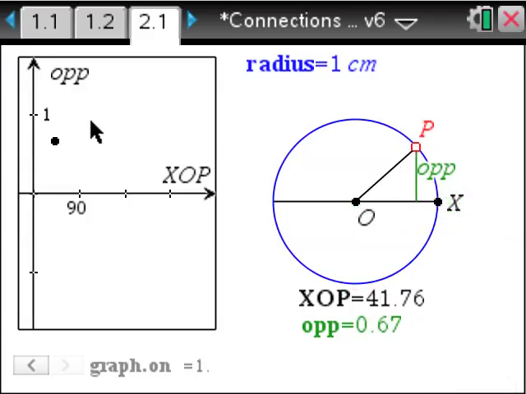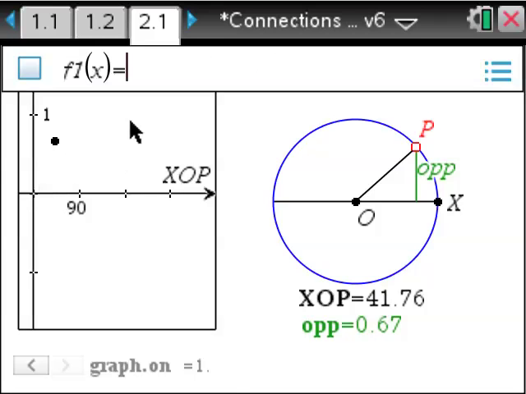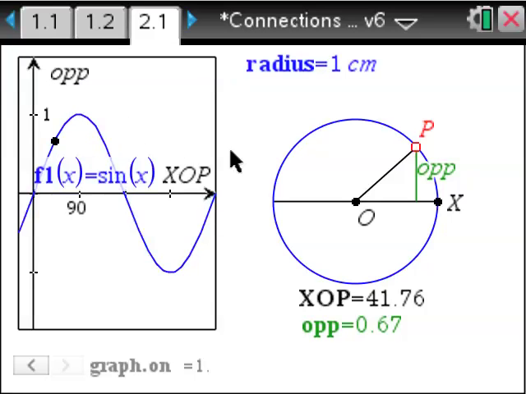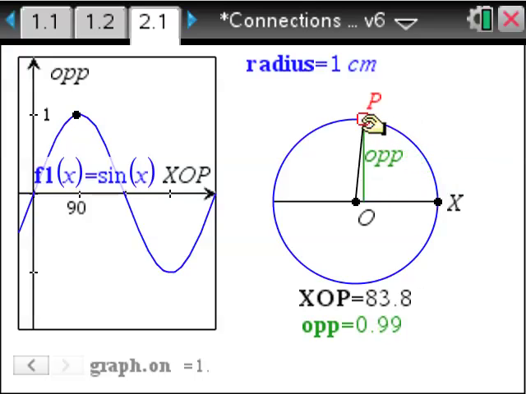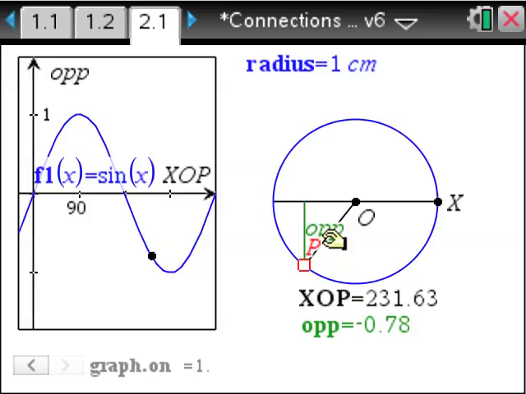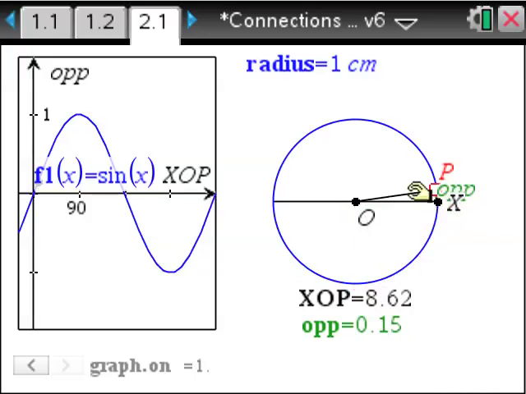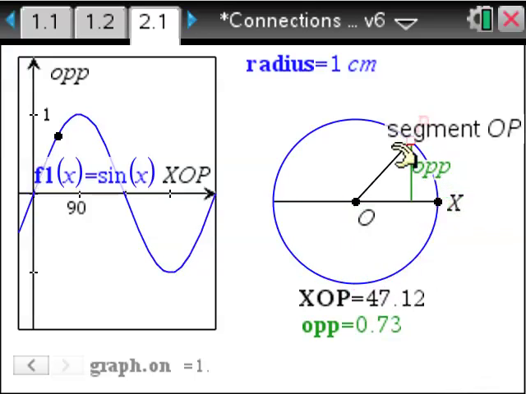When students are confident enough to maybe generate the equation for the curve, they can simply pull up the graph entry line, type in what they think it is, and then the moment of satisfaction comes as you continue to move the point P around, it hugs the graph. And so we have a nice visual confirmation that they have correctly derived the algebra for the connection between the angle XOP and the opposite.